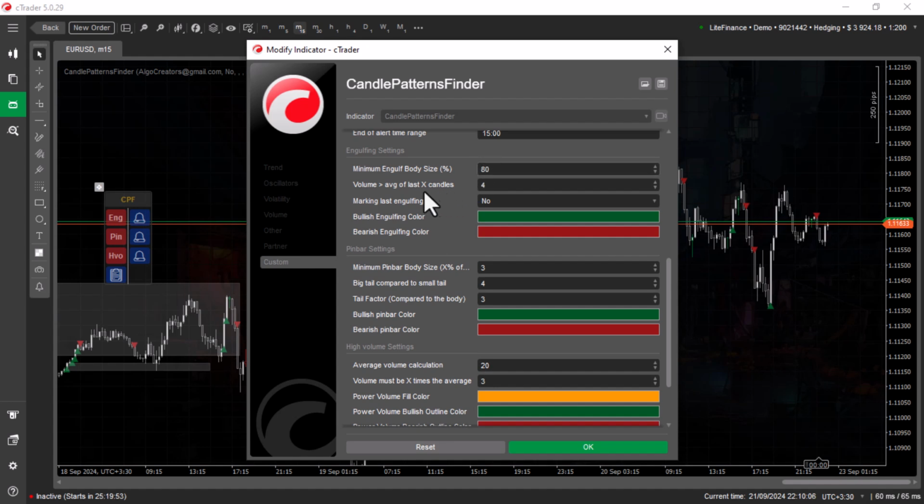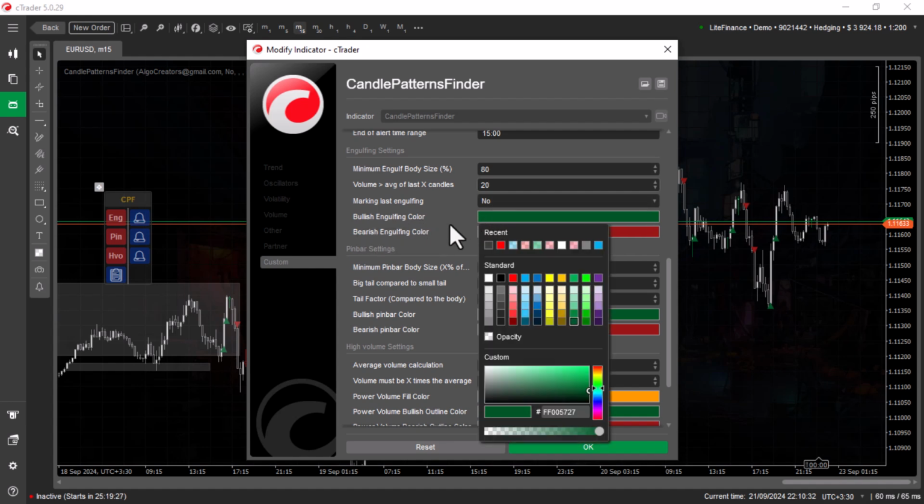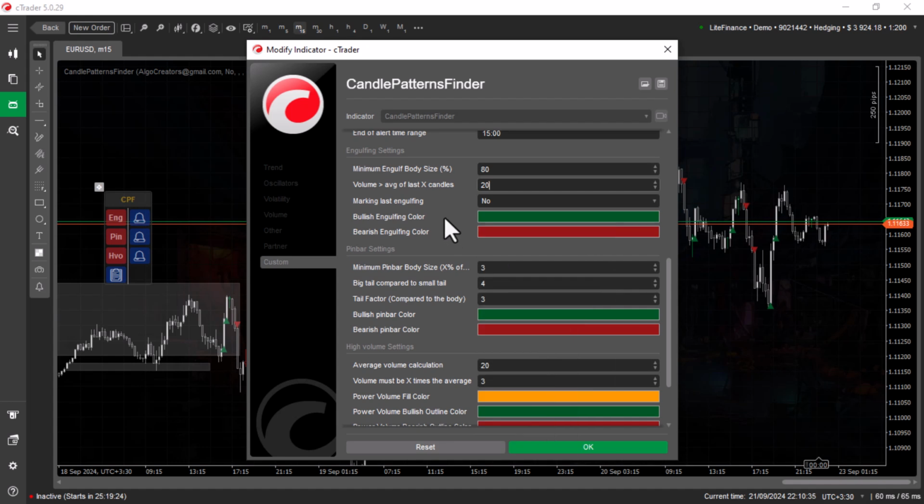The next option lets you specify that the volume of an engulfing candle should exceed the average volume of the previous candles. This helps filter out less significant engulfing patterns. If you enable Marking Last Engulfing, the indicator will only display the most recent engulfing candle to avoid cluttering the chart. The final two options are for setting the arrow colors that indicate the direction of engulfing candles. When an engulfing candle is detected, an arrow will appear above or below the candle depending on its direction.